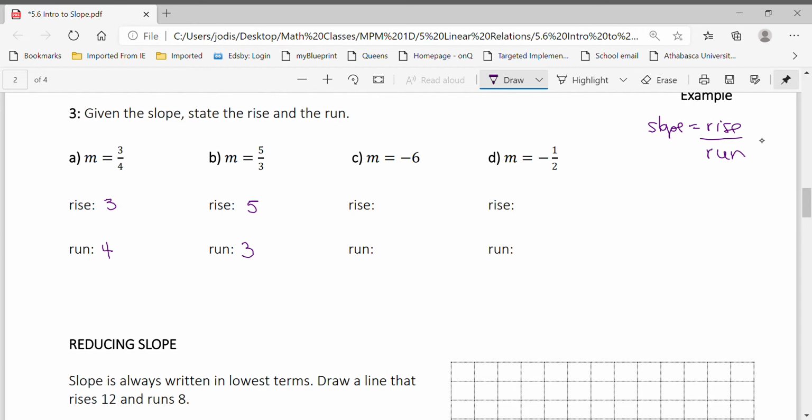Part C, the slope is negative 6. Well, remember we could always write this over 1, so the rise would be negative 6, the run is 1. And then for this last one, the slope is negative 1/2. If we have a negative number, I always make it on the rise. Like we said, the run always goes from left to right, so it's always going to be positive. So in this case, my rise would be negative 1, and then my run would be 2.